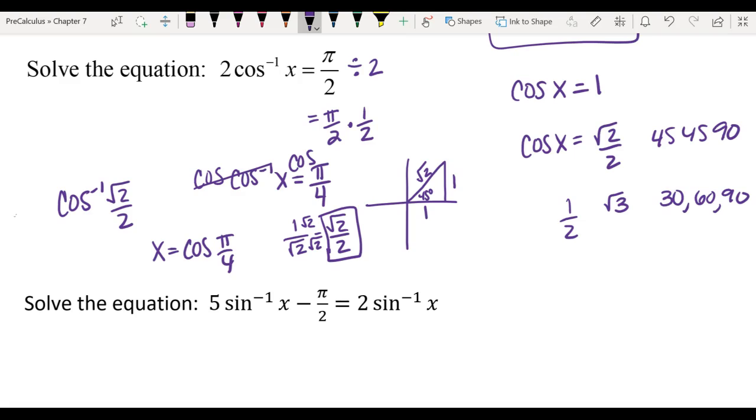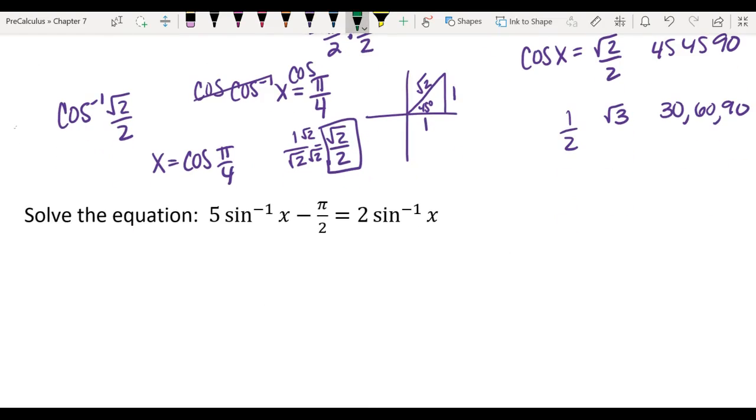Okay, so let's go on and let's talk about this one here. So I have 5 sine inverse of x minus pi over 2 equals 2 sine inverse of x. Okay? Close. I have 5 sine inverses here. I have 2 here. So how many am I left with? Then I'm left with 3. Yep. Becca, that's exactly what you would do first.